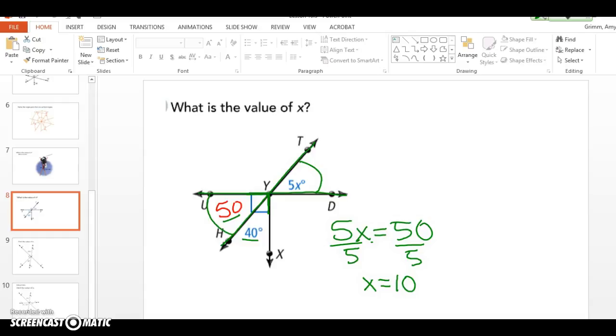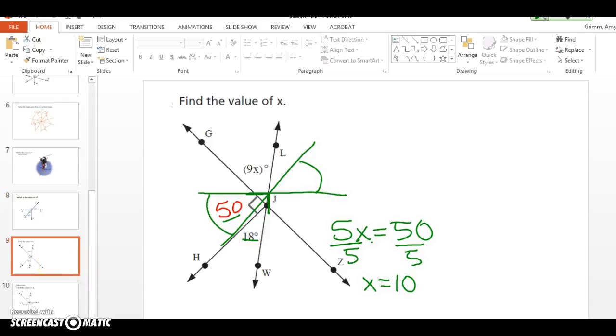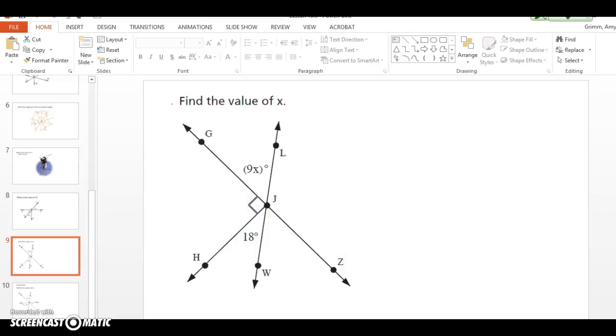All right, ready to get a smidge harder? Yes, we are. We can do this. Okay. Find the value of x this time. Give me a second to look at it and see what you think.